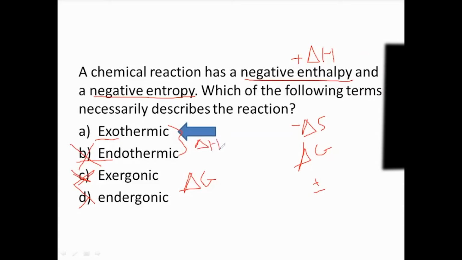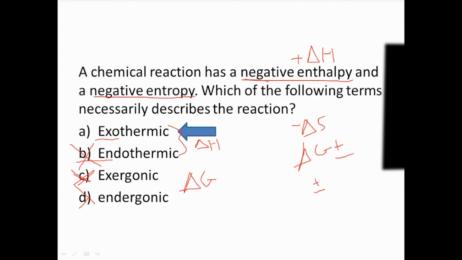The question says which of the following terms necessarily describes the reaction, which are we certain about? Because the delta G can be positive or negative, we can't say for certain it's exergonic or endergonic. We can say for certain it's exothermic because they told us what the sign of enthalpy is, right? Does that make sense? That makes sense. Thank you.